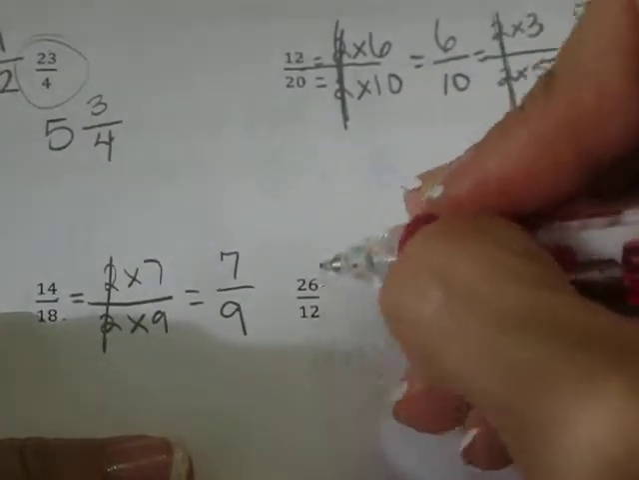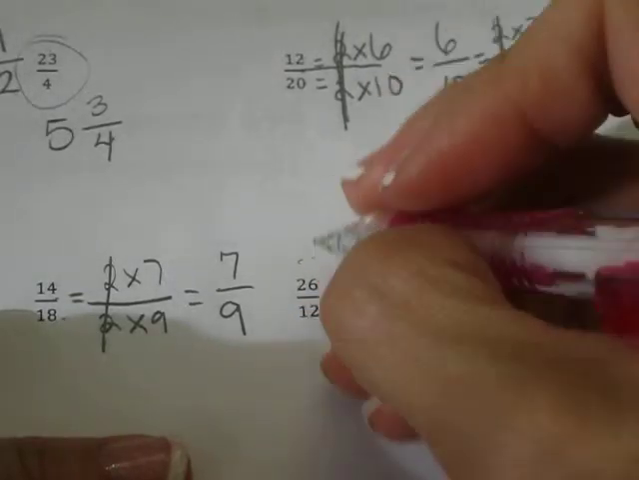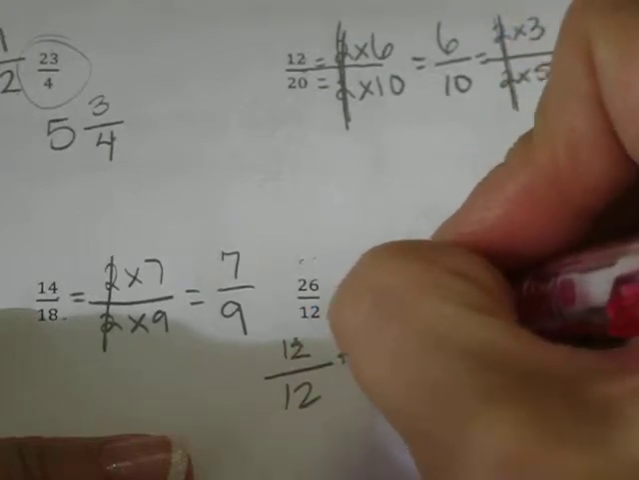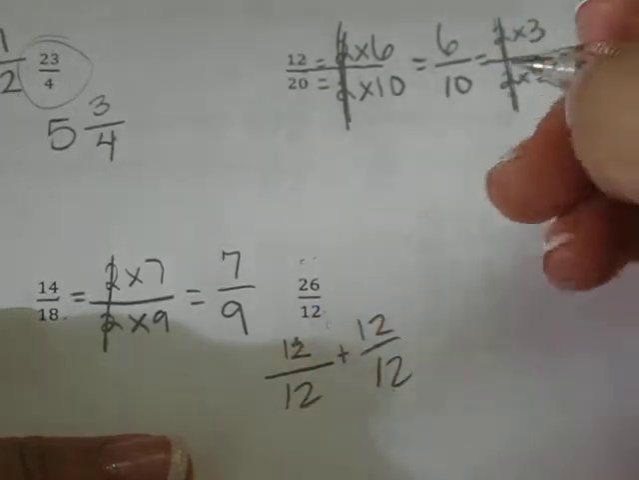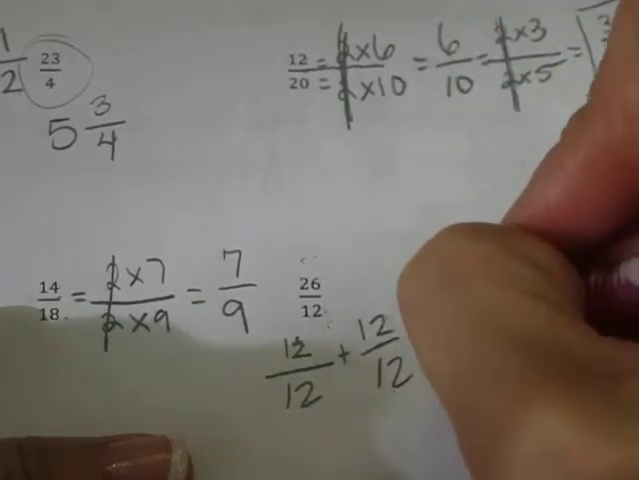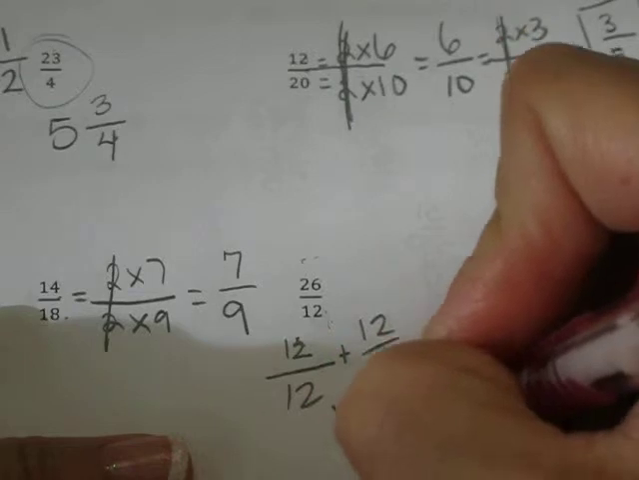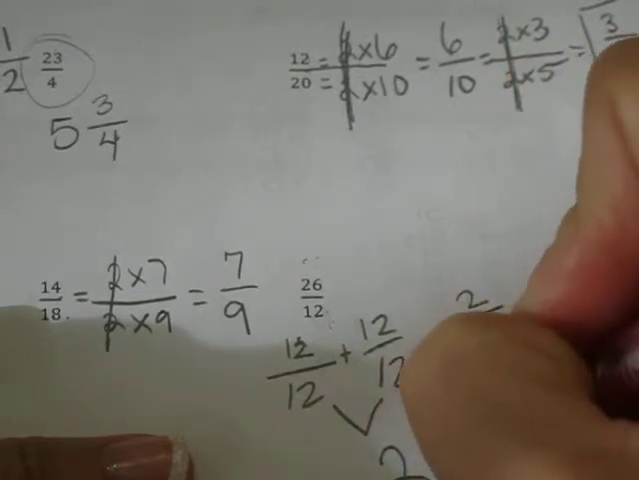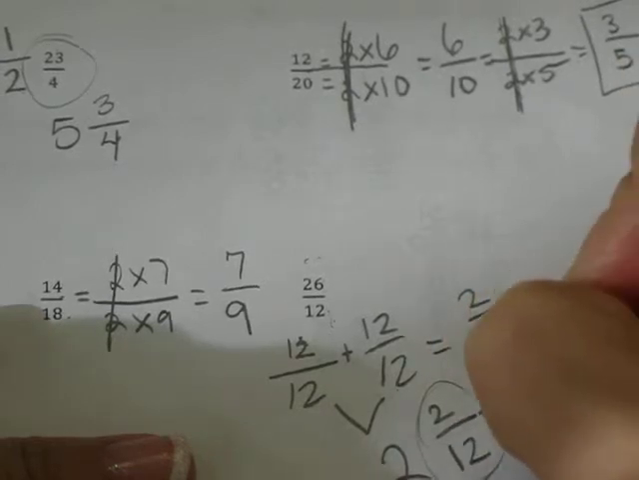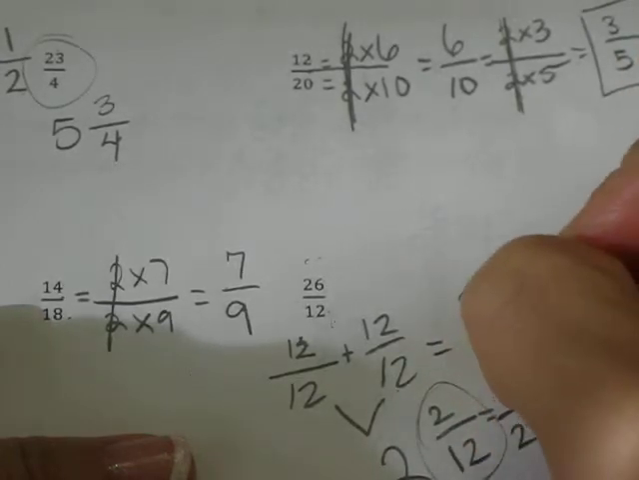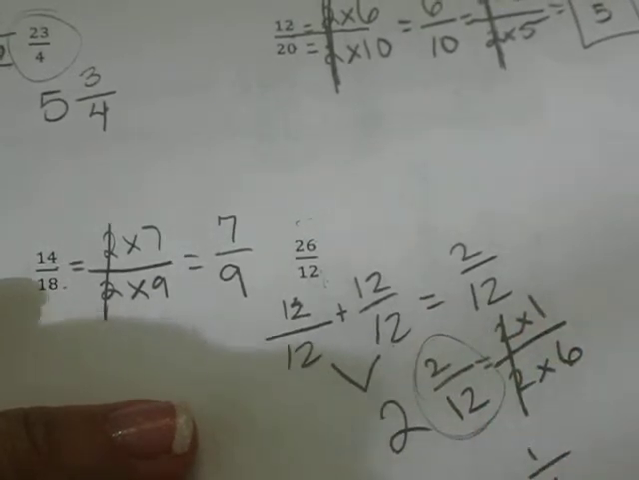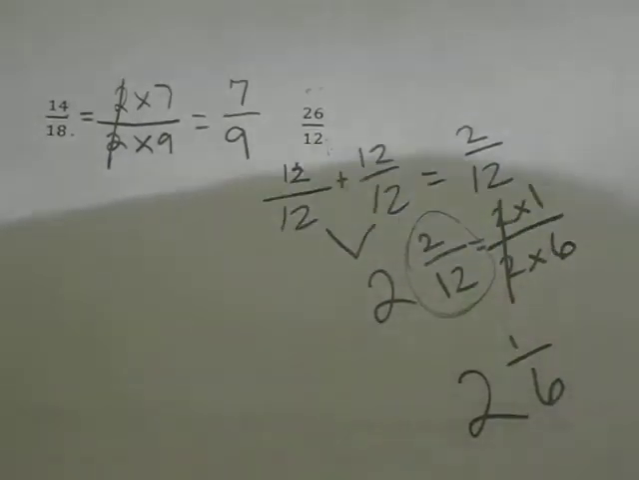26/12. Again, this is an improper fraction. So how many 12s can I pull out? Well, you can do it this way as well. 12/12, okay, but I can add more. 12 twelfths plus 12 twelfths is 24 twelfths. So if I have 24, how many are left over? 2 twelfths. So this equals 2 and 2 twelfths. This can be simplified again because it's 2 times 1 and 2 times 6. 2 divided by 2 is 1. So my answer is 2 and 1/6. Alright, there's the homework for tonight.